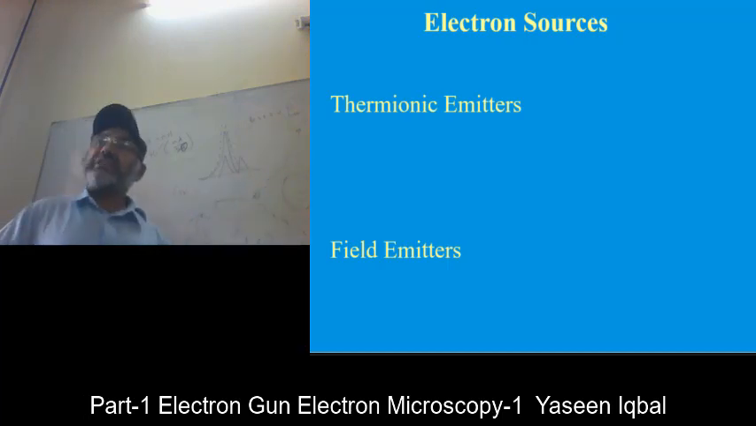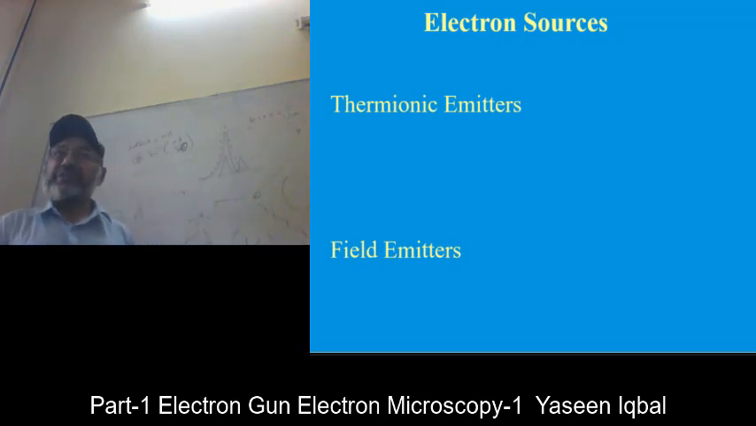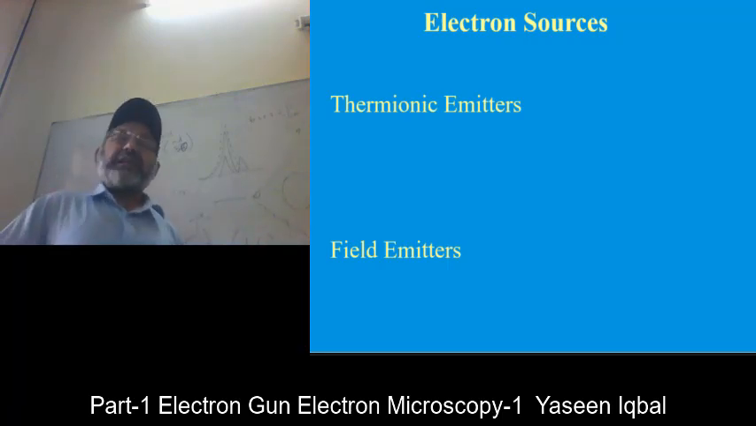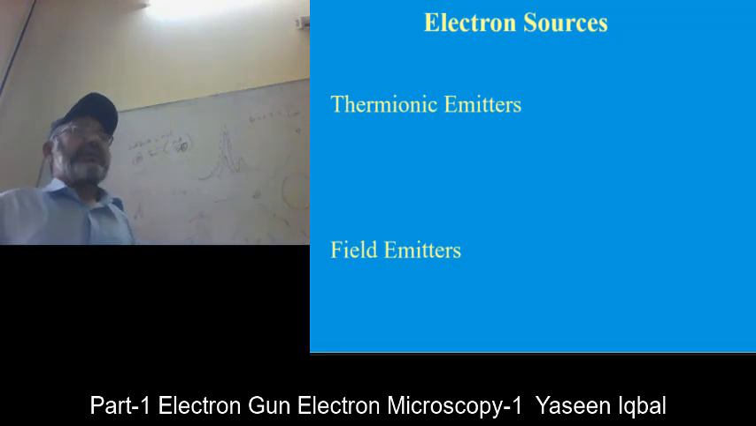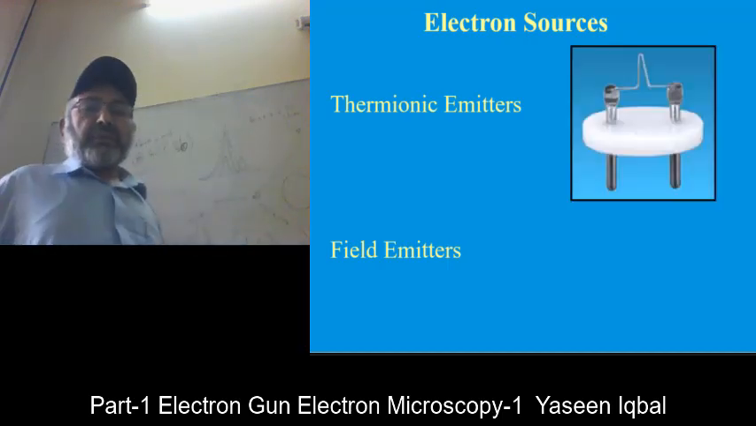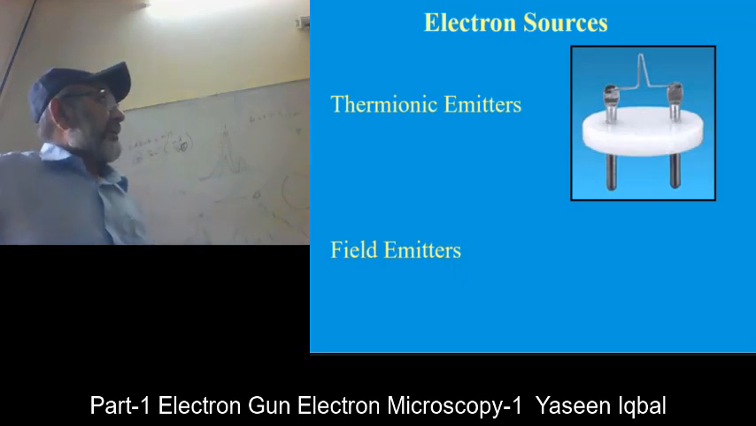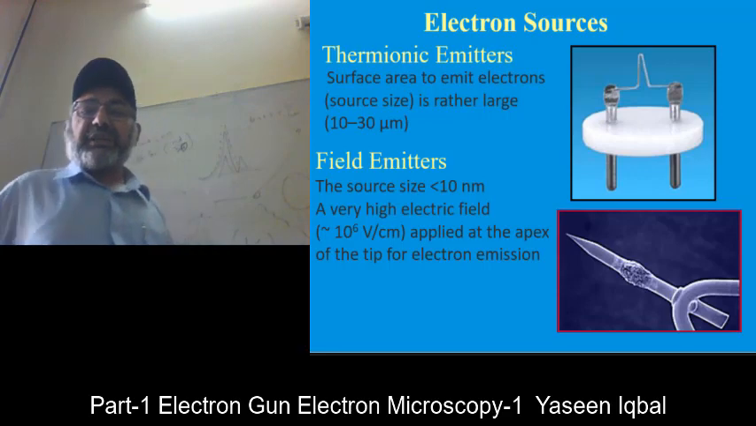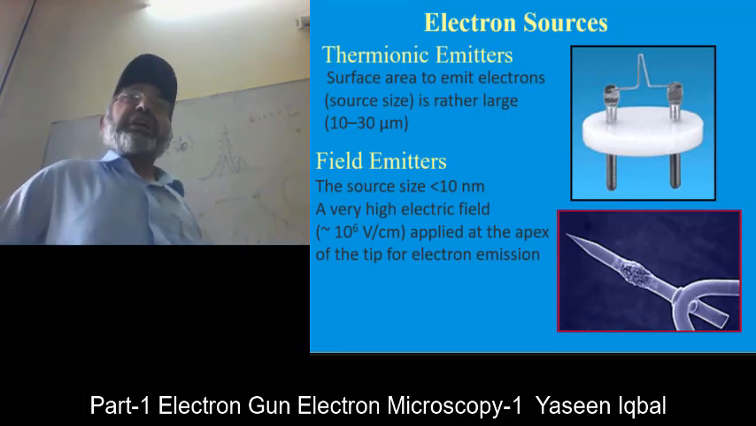But if it is field emission, then people say FETEM, FESEM, field emission scanning electron microscope, field emission transmission electron microscope, and by this they mean that the electron gun is of that type. There is a big difference between these two. The thermionic emitter gun is of this shape, and the field emission gun is of this shape.